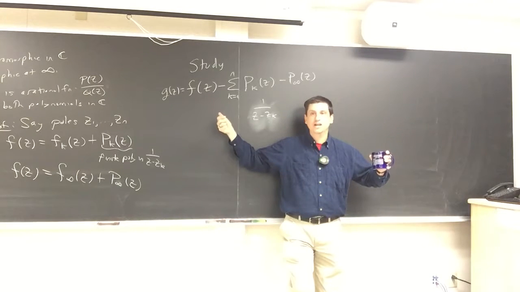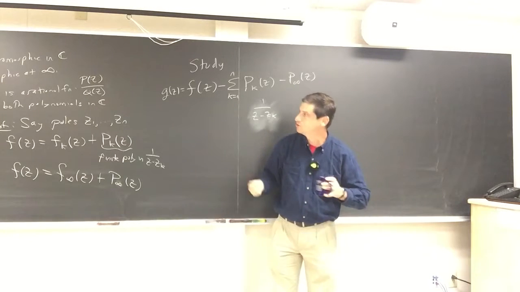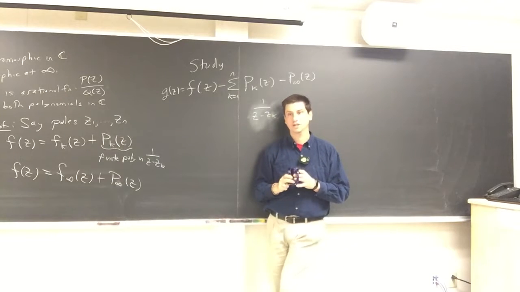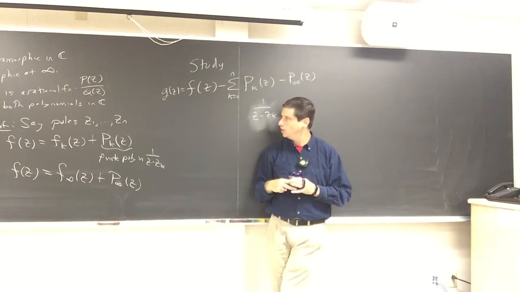Outside the disk of radius r, it's a small neighborhood of infinity. And we're assuming the function is holomorphic there. And so we've subtracted off the behavior, so things should be nice. There's only one thing that somewhat worries me here.